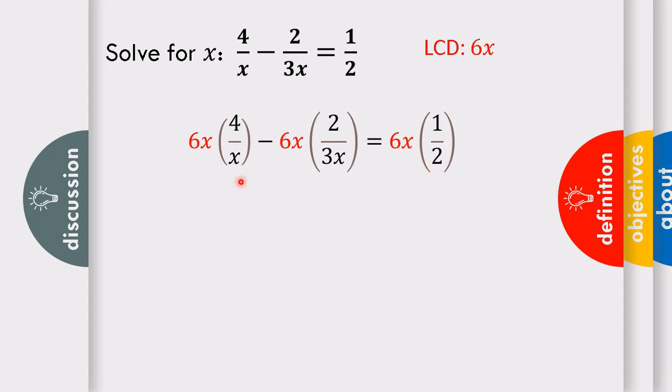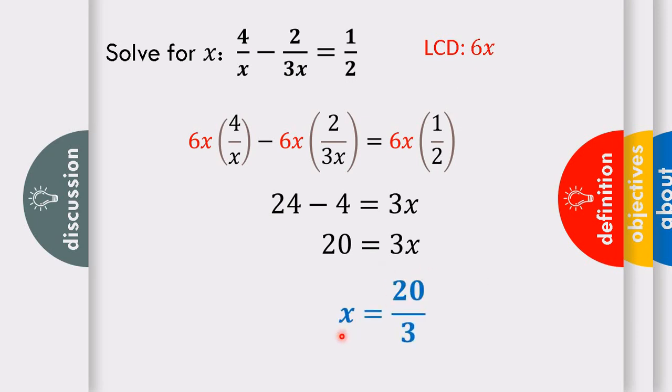So 6x divided by x is 6, times 4 is 24. 6x divided by 3x is 2, times 2 is 4. And lastly, 6x divided by 2 is 3x, multiplied to 1 is 3x. So we have now 24 minus 4 is equal to 3x. Then subtract 24 by 4. So obviously 20 equals 3x. Okay, then divide both sides by 3. The answer is x equals 20 over 3.